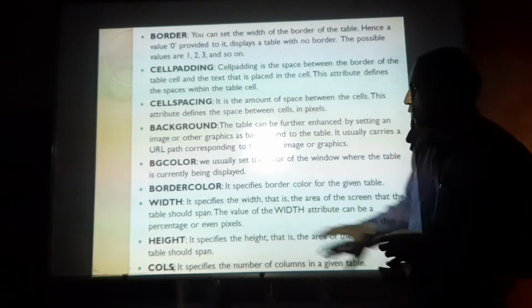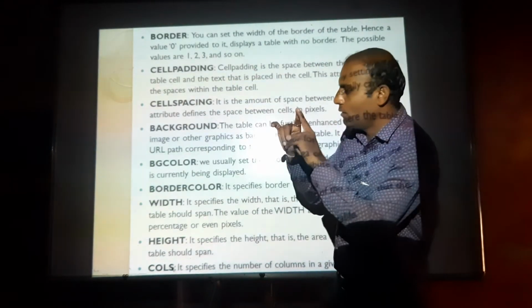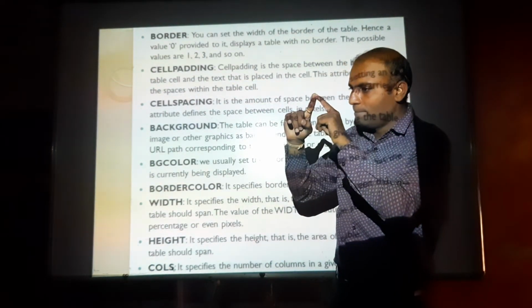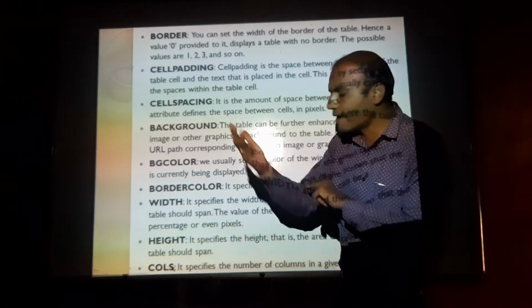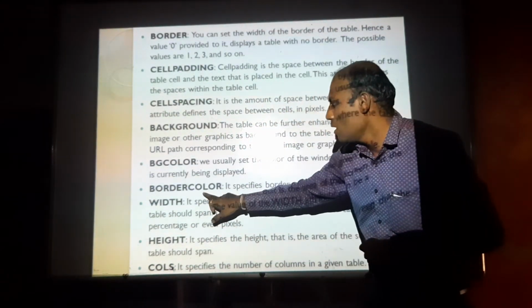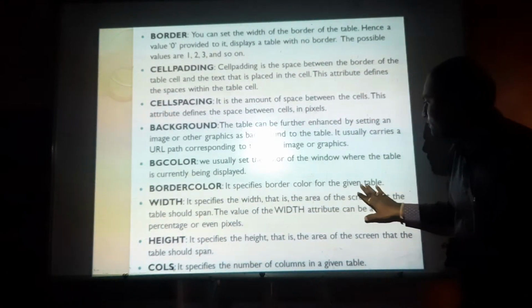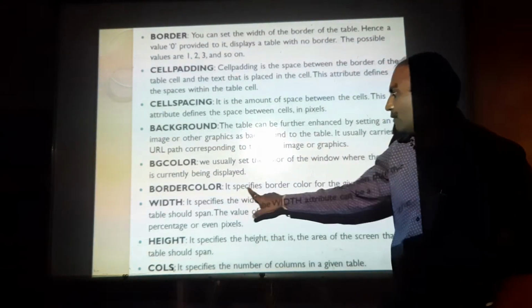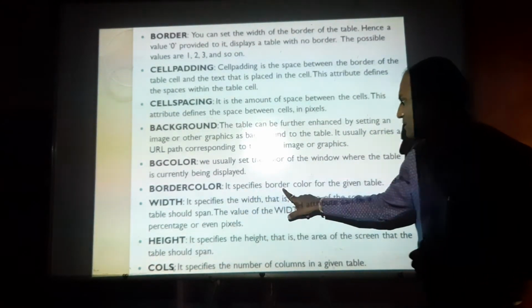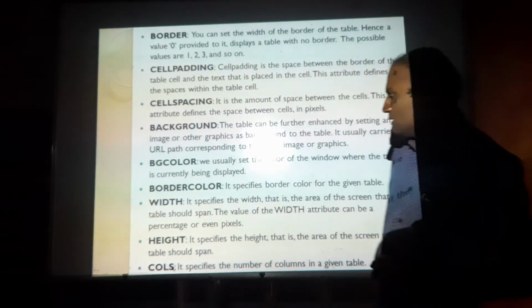Bordercolor. Already we have specified a border here. Now I want that black border color to be changed to blue or green. Then I need to use the bordercolor attribute and specify which color border I want for my table. Therefore, bordercolor specifies the border color for the given table.